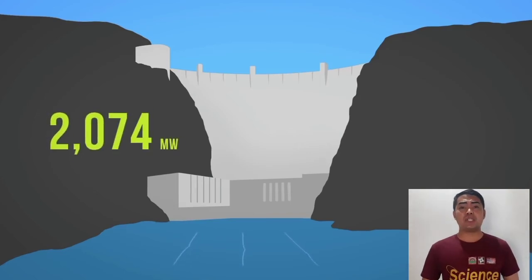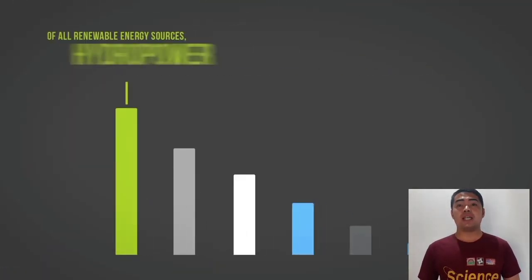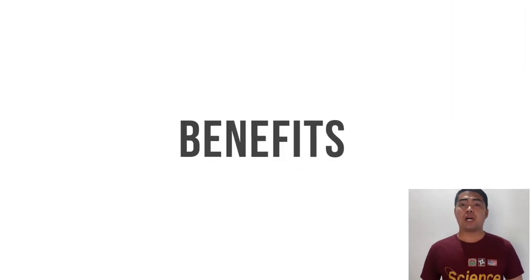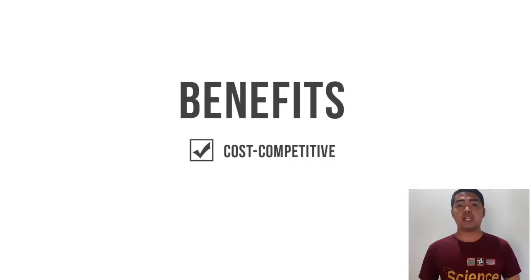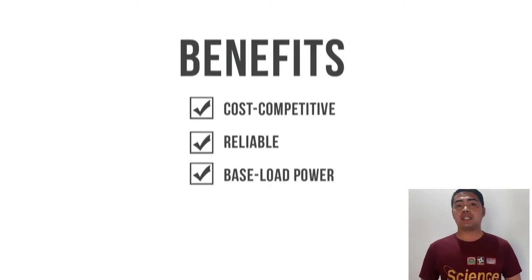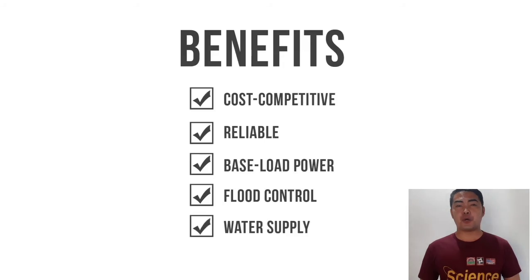Of all renewable energy resources, hydropower holds the largest share of worldwide electricity production. Hydropower has several benefits. Number one, it is a cost-competitive form of energy even though initial building costs are high. It's quite reliable compared to other renewable options and pairs well with other sources as it can be used as base load power. In some cases, dam reservoirs can also help with flood control and be a reliable water supply for communities.